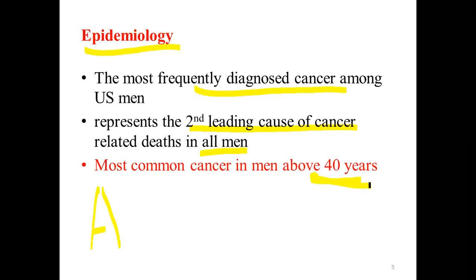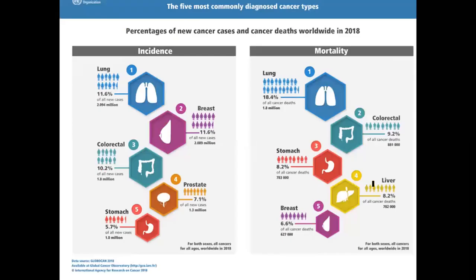So that is why every man is at risk. If someone is above 40, screening is usually recommended to capture it early. Is there a particular reason why it is more prevalent above 40 than below 40?